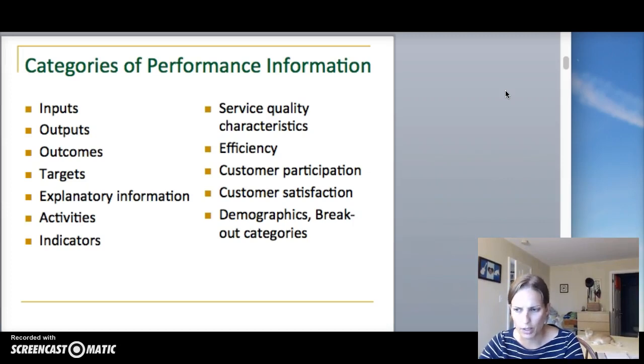Demographics and breakout categories are ways of cutting the data that you gather when tracking performance. Going back to our police example, you may want to only capture data of car break-ins in Hispanic neighborhoods if that particular effort was targeted at Hispanic victims. Service quality characteristics and customer participation and customer satisfaction all refer to external service indicators and help a government assess how it is providing for its citizens. These are very common goals of performance measurements because we often want to know how we're doing when it comes to citizen needs, and measuring how well we're doing, how clients are participating, and how they feel about the services is really important to the municipality.